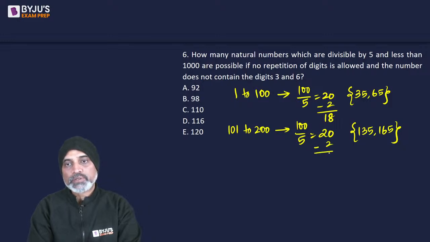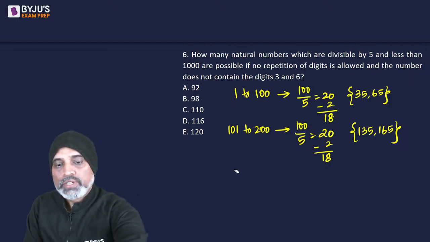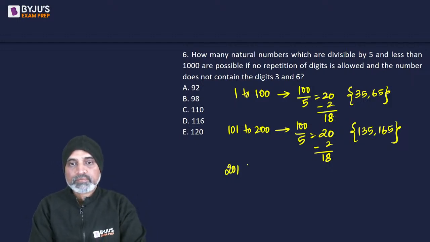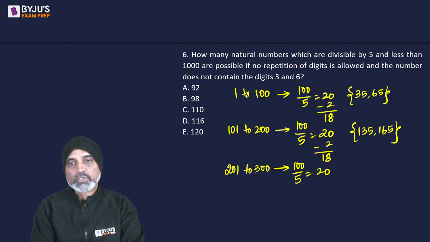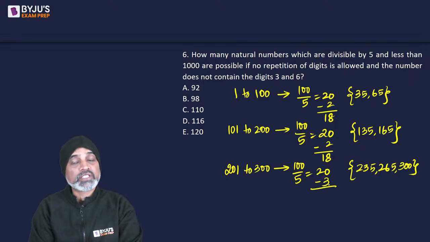So it further reduces. When we talk about the numbers from 201 to 300, there will again be 20 numbers overall, out of which 235, 265, and also the number 300. There will be 3 such numbers that we are not allowed to take.